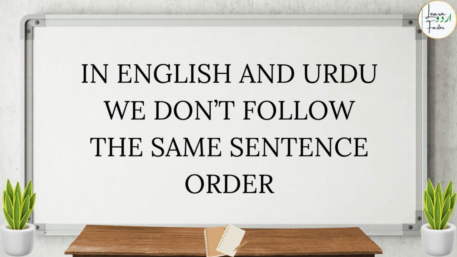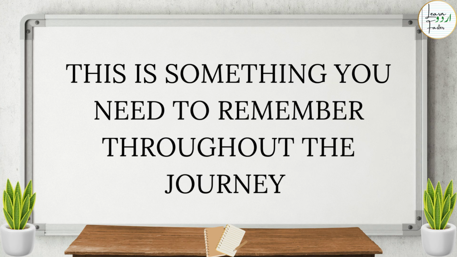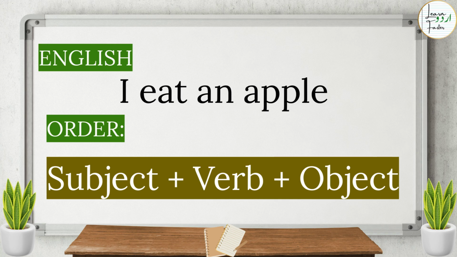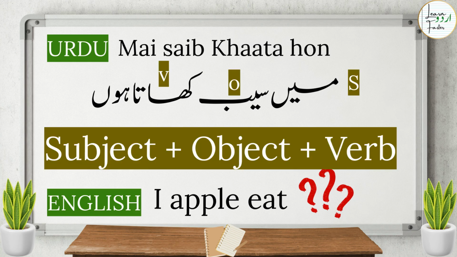In Urdu, we don't follow the same sentence order. This is something you need to remember throughout the journey. In English, we usually say, I eat an apple. The order is subject plus verb plus object. But in Urdu, the order flips a bit. We say, मैं सेब खाता हूँ. That literally means, I apple eat. So Urdu follows subject plus object plus verb.